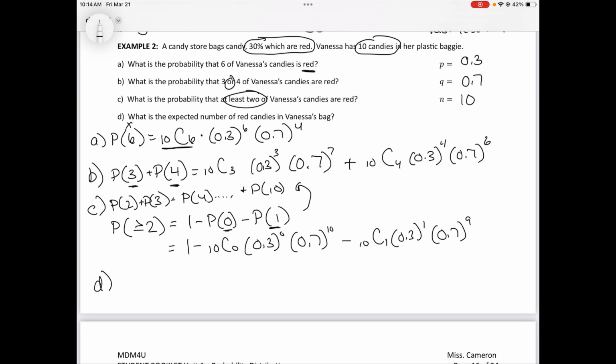Now D, what is the expected number of red candies in Vanessa's bag? So we can put the expected number of red candies is going to be n times p, which is there are 10 candies and the probability of it being red is 30%. So 3 candies are expected to be red.